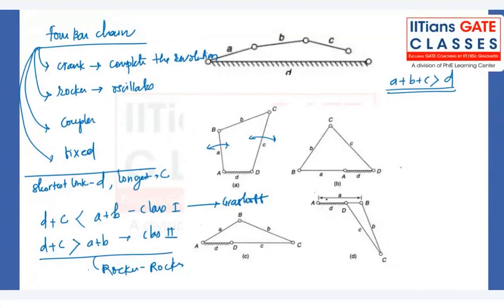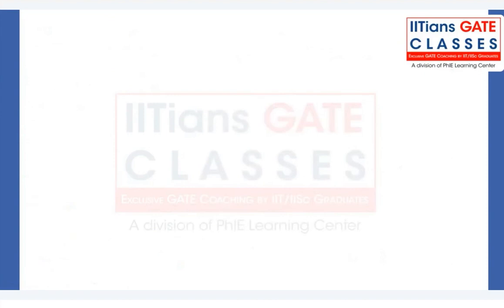So whenever a question comes, what is a possible mechanism for a given figure, first of all you have to check whether it's class 1 or class 2. If it is class 2, it is clear that it will have a rocker mechanism, because the length of the shortest and largest link is greater than the other two. We cannot have a complete revolving link here. That's why it's a clear rocker mechanism. But whenever it's a class 1 mechanism, that is D plus C is less than A plus B, there we have different possibilities.